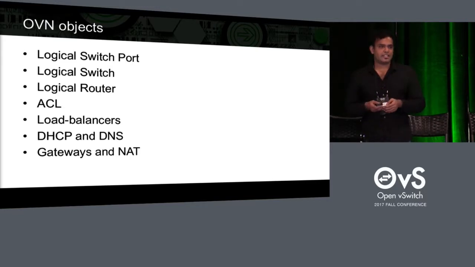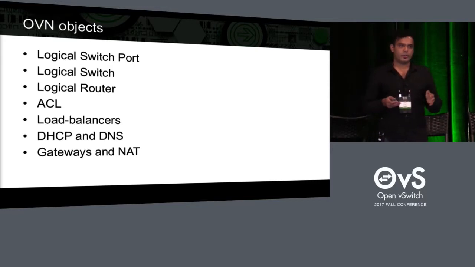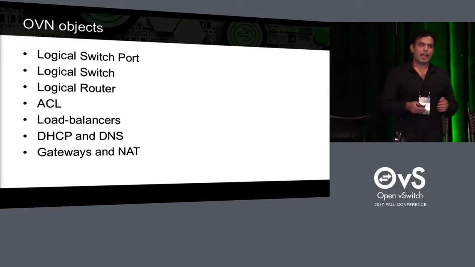The last is gateways and NAT. These things are not distributed. They are sort of host specific, and they are useful for your cluster traffic to exit the host.